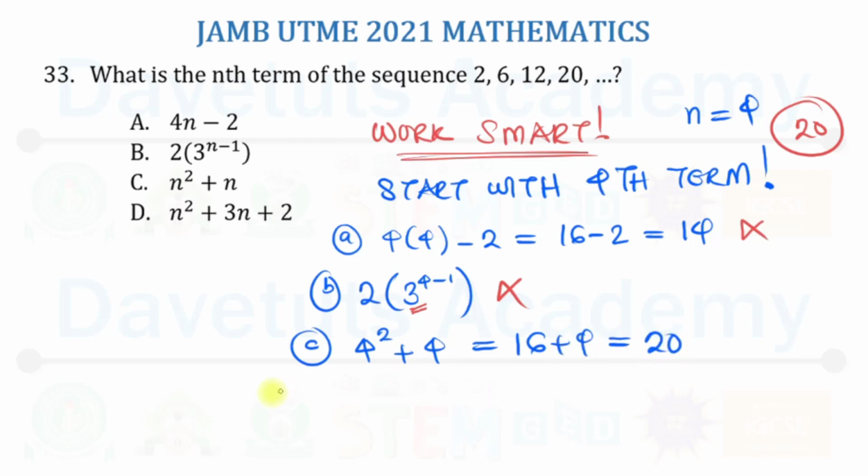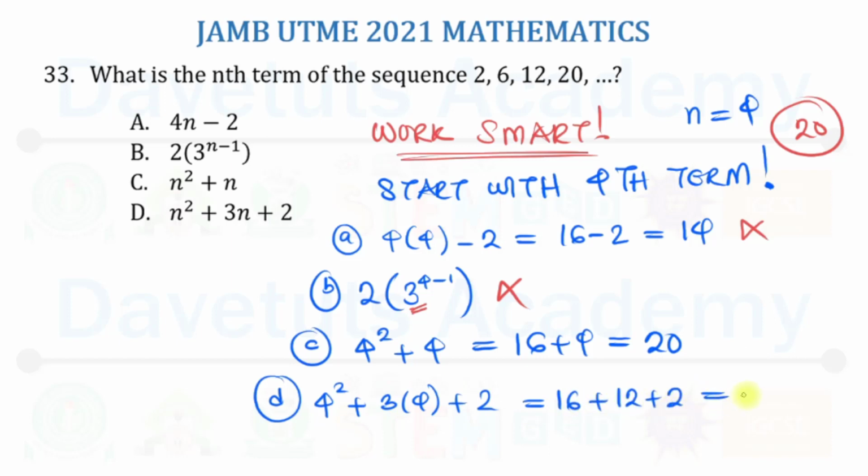Let's hold that. We need to check for all of the options. In the last case, n squared plus 3n plus 2. So we have 4 squared plus 3 times 4 plus 2. So this will be 16 plus 12 plus 2, 16 plus 14, this will be 30. So this is also wrong. And then this is the only one. So picking that fourth term, I can just say my solution is C.